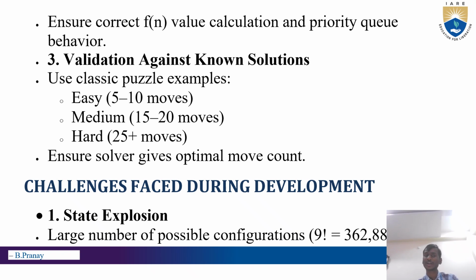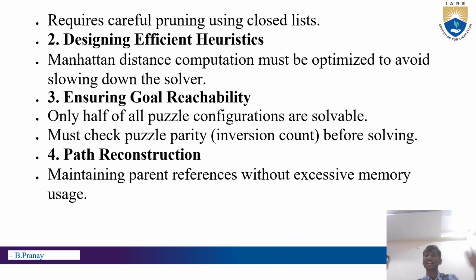Challenges faced during development: one is state explosion, as a large number of configurations are possible. It requires careful planning, pruning, and using closed lists. Designing efficient heuristics: Manhattan distance computation must be optimized to avoid slowing down the solver. Ensuring goal reachability: only half of puzzle configurations are solvable, so we must check puzzle solvability before solving. Path reconstruction: maintaining parent references without excessive memory usage.